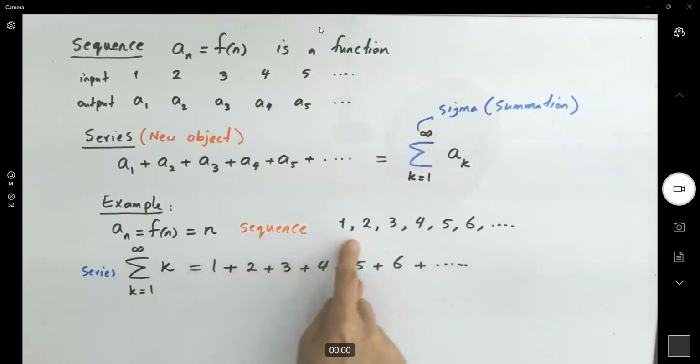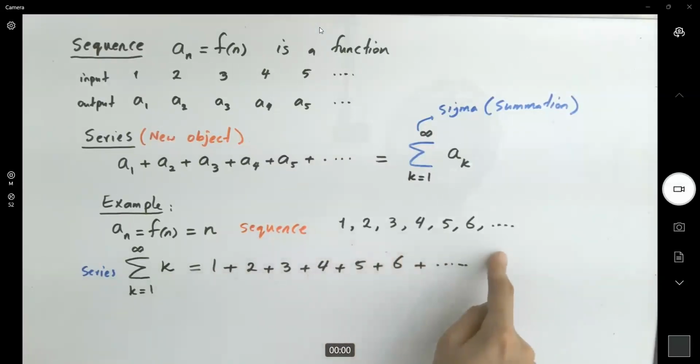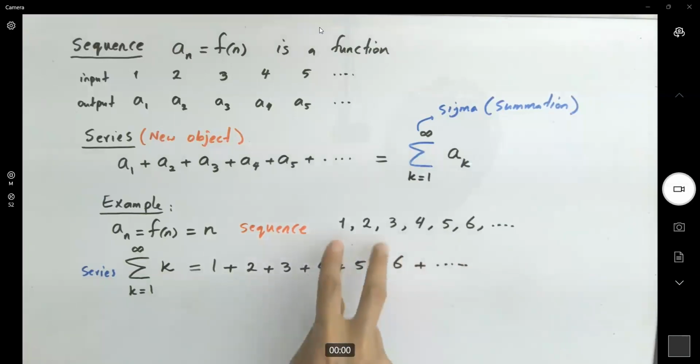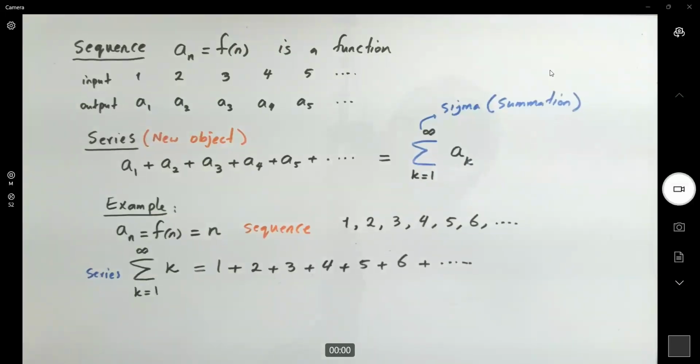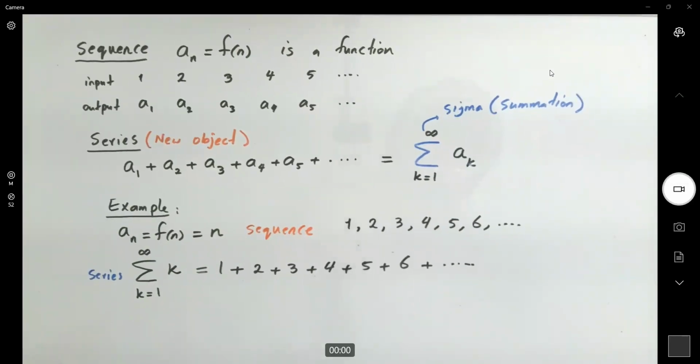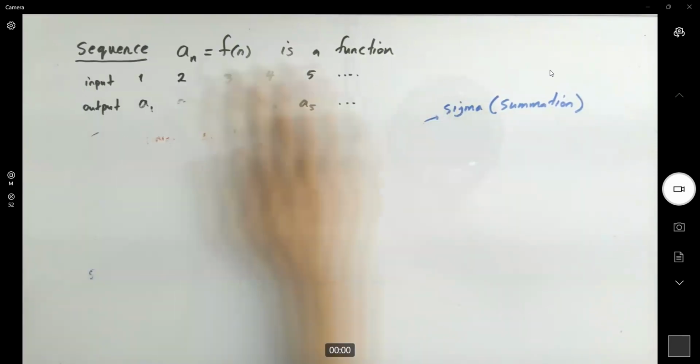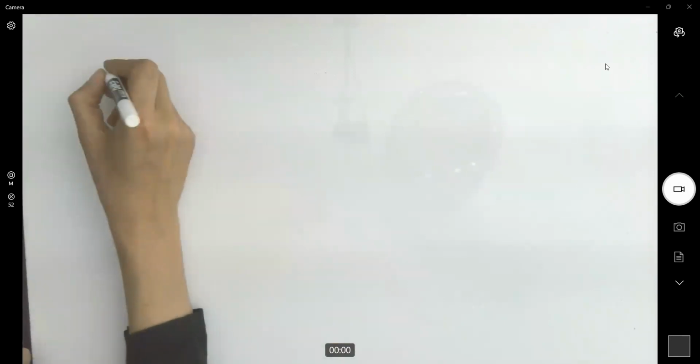A sequence, a series. When you have a sequence, you just list the terms. When you have a series, you add the terms together. That's the difference between them. So let's go over more examples. I'm going to write down a sequence on the left and a series on the right, so you get the big picture of what is going on here.